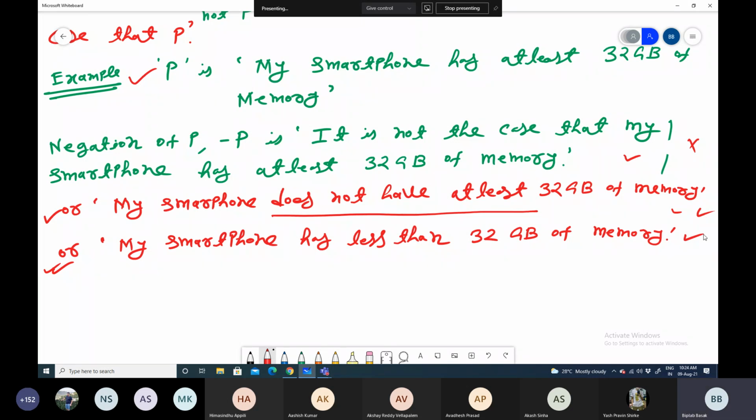Okay, so though these statements look straightforward, finding the negation of a statement is not always straightforward. In the next lecture, we will see some statements for which it will be difficult to find the negation. It is difficult in the sense that it is not straightforward, but obviously you can find it.